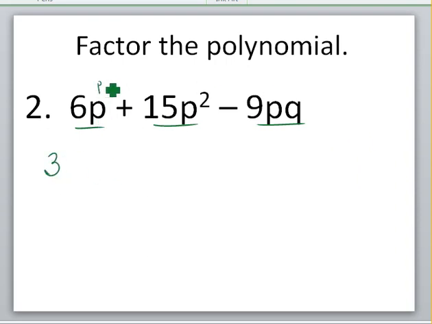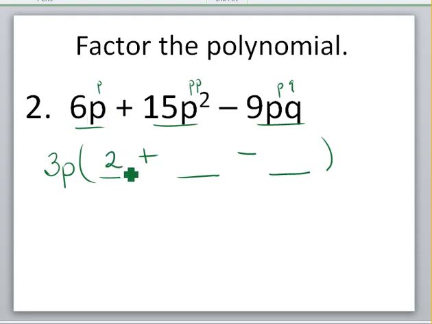This one has a p, this one has p times p, and this one has p times q. So really the only variable they share in common is a single p. Make a set of parentheses. I had 3 terms to start with, so my parentheses on the inside should have 3 terms as well. Carry down my signs. 3p times what gives me 6p? Well, 3 times 2 gives me 6. I don't need another p because it's already out front.